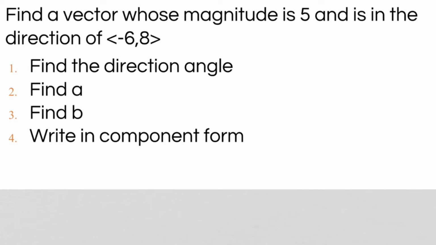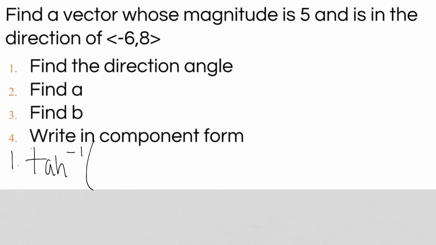I wrote it and split it up into steps to make it easy. So we're trying to find a vector whose magnitude is 5 and is in the direction of another vector that's negative 6, 8. So we want to find what is this vector in its component form. So we're going to be going through steps 1, 2, 3, and 4. So definitely pause the video as we work through this question. All right, so for number 1, we want to find the direction angle first, which we did before in the other 2 examples.